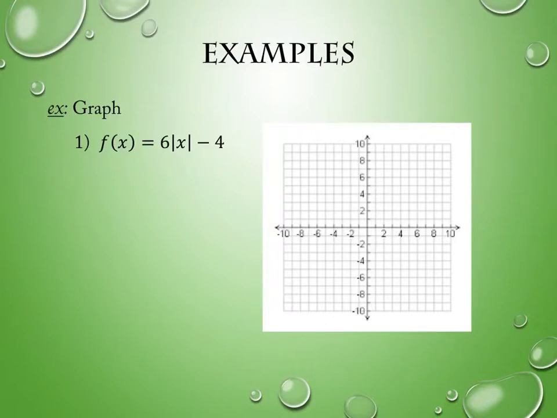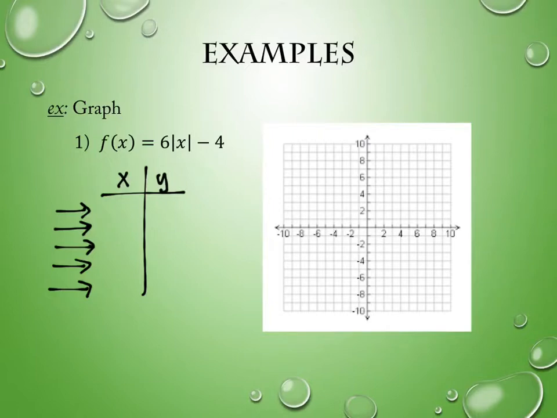This is an absolute value example. F of x equals 6 times the absolute value of x, and then the minus 4 is after the absolute value. And we're going to make an ordered pair chart. And we're going to have 5 values, 1, 2, 3, 4, 5. And as awkward maybe as it feels to do so, we're going to choose the 3rd value first, the middle value.